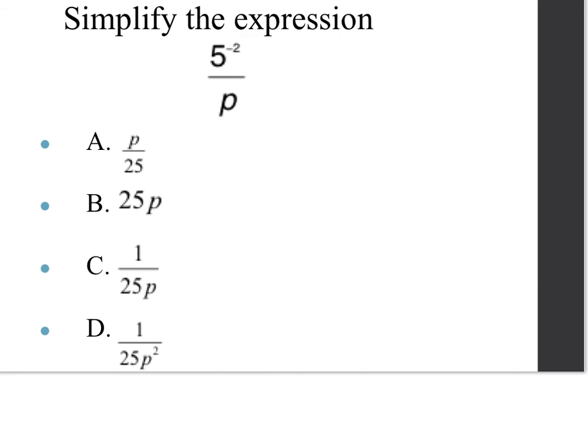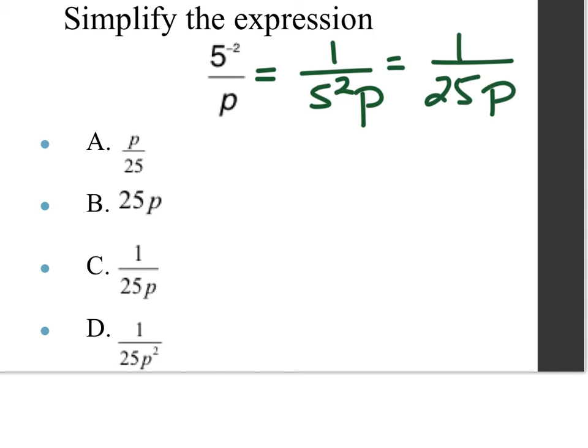As we evaluate this problem, we know we cannot have a negative exponent. So that means that 5 to the negative 2 is going to become 5 squared in the denominator. The p has a positive exponent as a 1. So we're going to leave that where it's at, and our numerator will become 1. To simplify this further, we know that 5 squared is going to be 25. And that'll be 25p. So C is our answer.